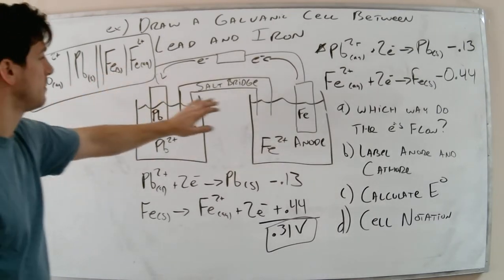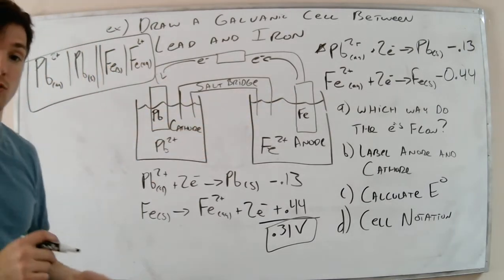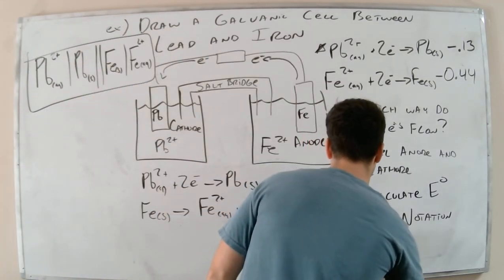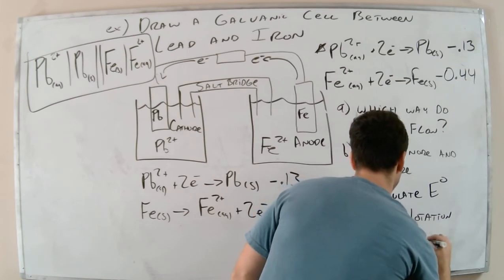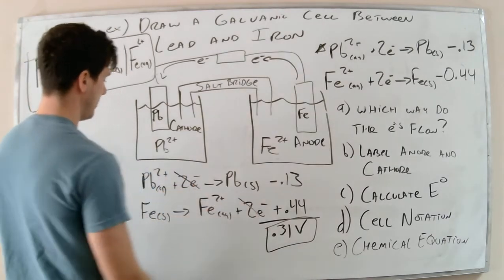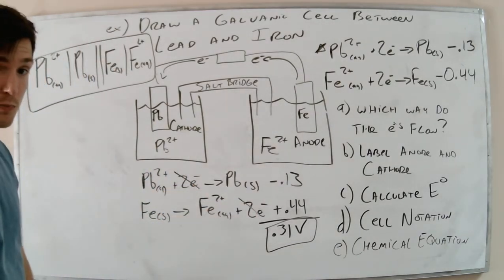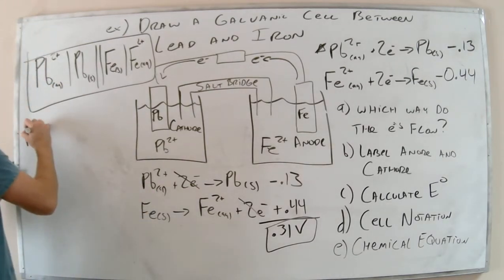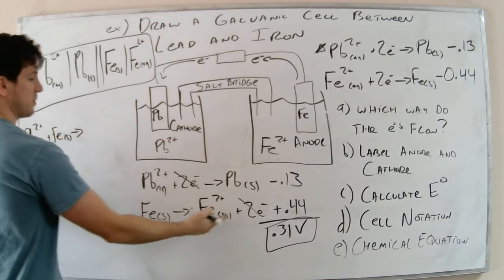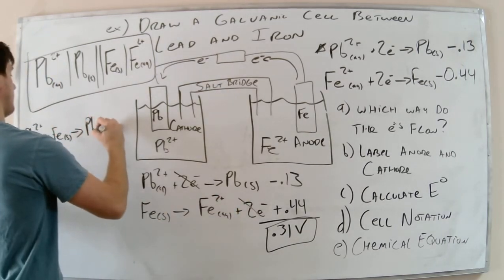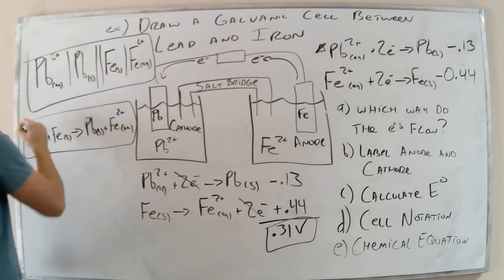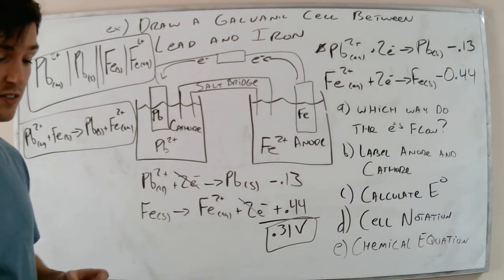On the right side, Pb or Fe solid is becoming Fe2+ because it is losing electrons. And the last thing I might do is show the chemical equation for this whole thing. All we're doing is combining our two half reactions, our two standard reduction potentials, which is going to be Pb2+ (aq) plus Fe (solid), and it's going to become Pb (solid) and Fe2+ (aq).